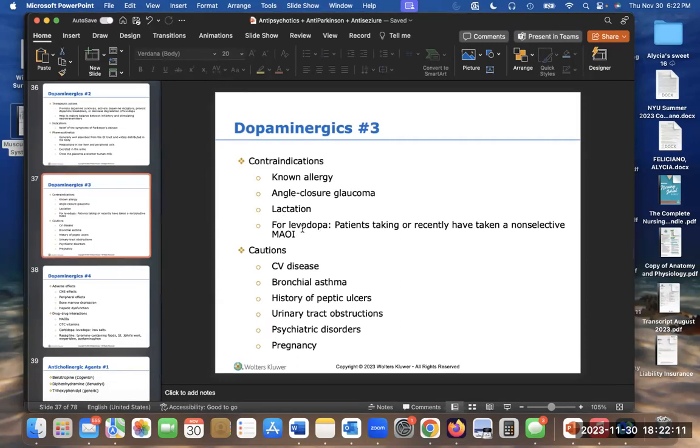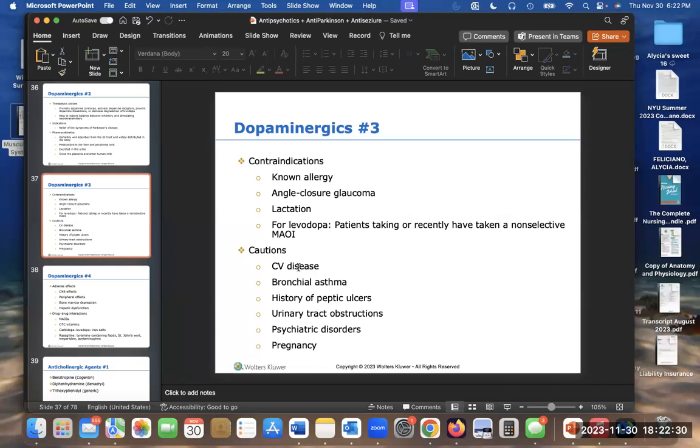And for levodopa, patients who are taking levodopa, you really have to be careful with the MAOIs. Now remember, MAOIs, you can never take them with another drug. You have to have a washout period of 2 to 3 weeks before you can take an MAOI. So, we just got to be careful with those in general.